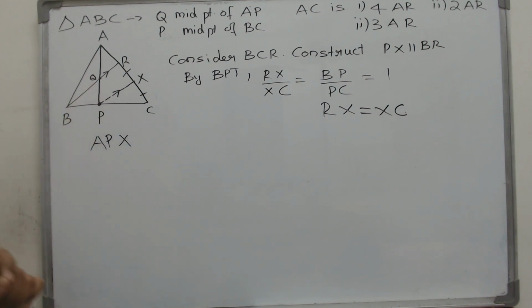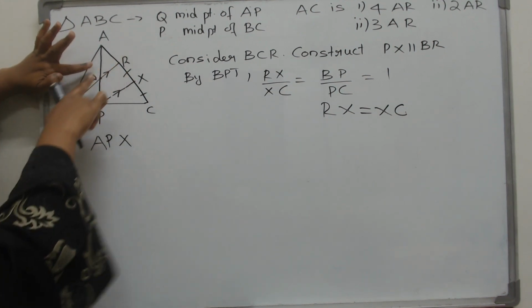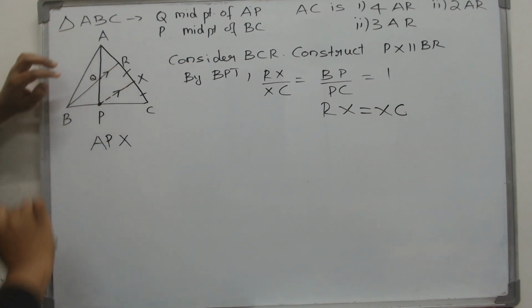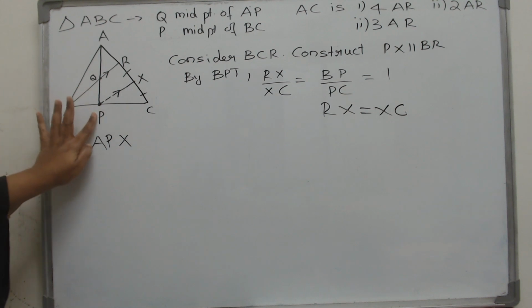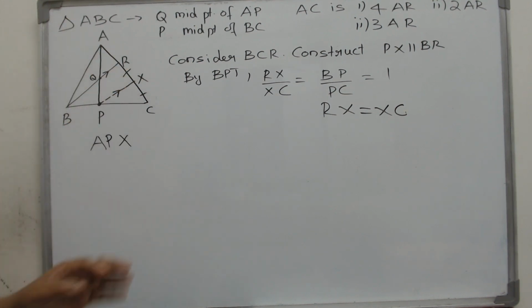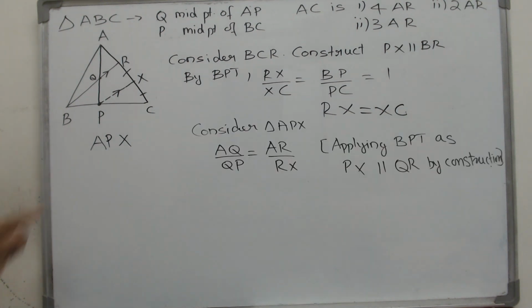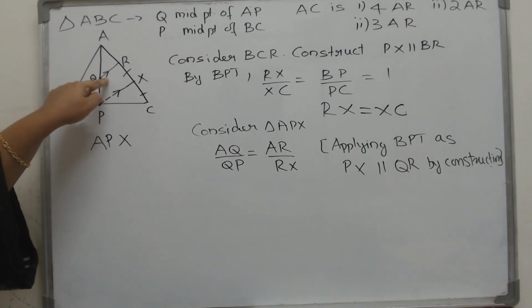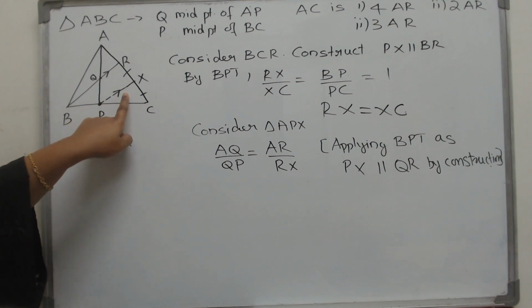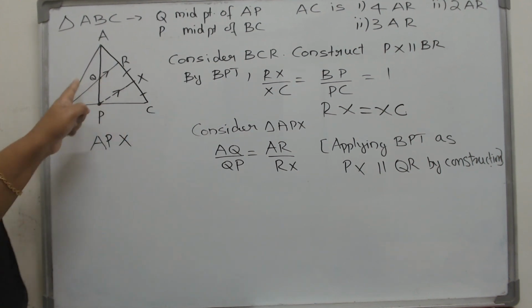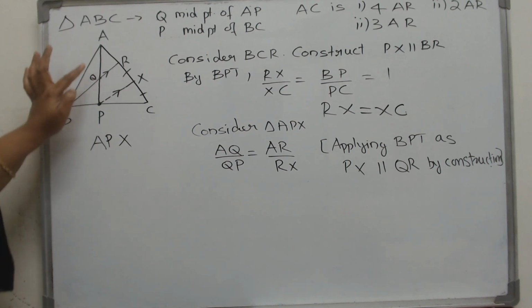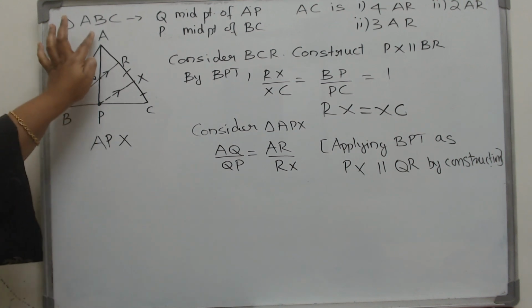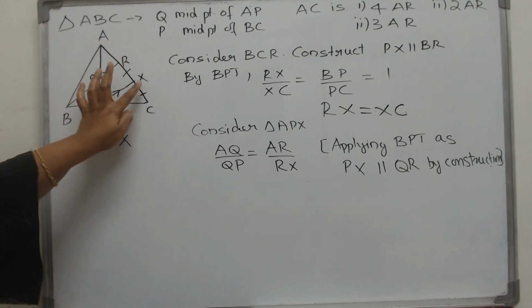Applying BPT, what do we know? This line inside the triangle splits the two sides of the triangle, which are AP and AX, into proportional parts. Their ratios will be equal. If you have such a line parallel to one side of the triangle, it cuts the other two sides proportionally, which means AQ by QP is the same as AR by RX.